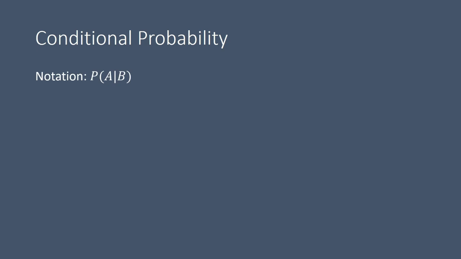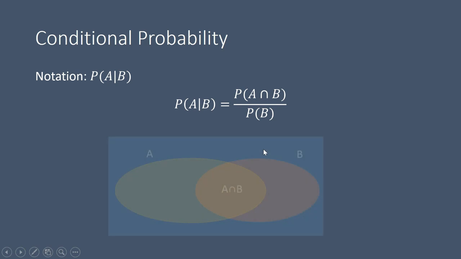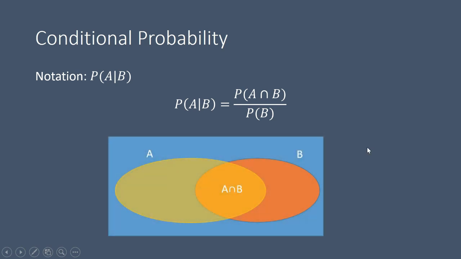So this is our notation. P of A given B. And this is how you compute for this conditional probability. The probability of A given B is equal to the probability of A intersection B divided by the probability of B. So something like this is taking place in conditional probability.